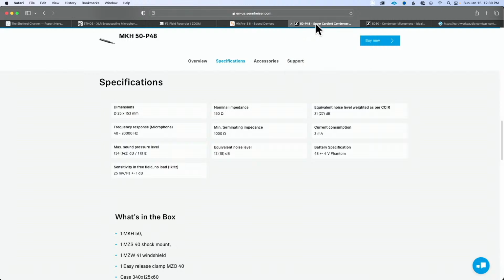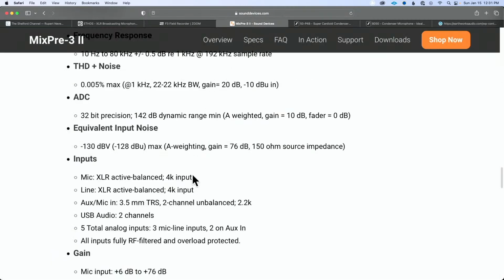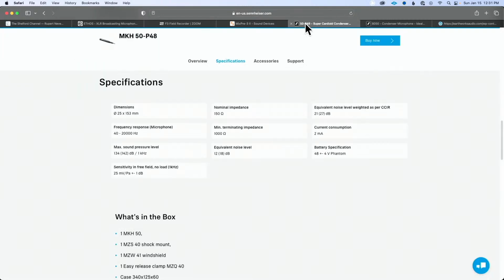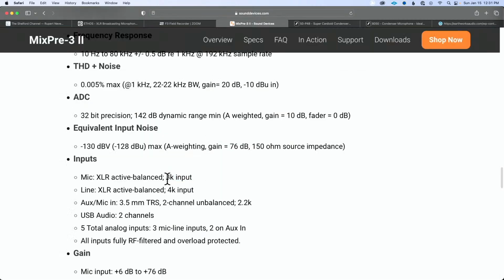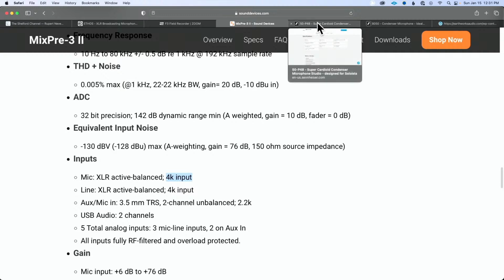So let's answer your question, Mark. I think you were asking about the MKH50 here. On the MKH50, and sometimes they call it nominal impedance as well, by the way, its output impedance is 150 ohms. If you're using a Sound Devices MIX-PRE, and indeed they are 4,000 ohm inputs, which I believe they are, then 150 times 10 would be 1,500, and so you're definitely within that spec there. You'd be a fair bit more than 10 times, so you should be creating a very clear bridging impedance there.